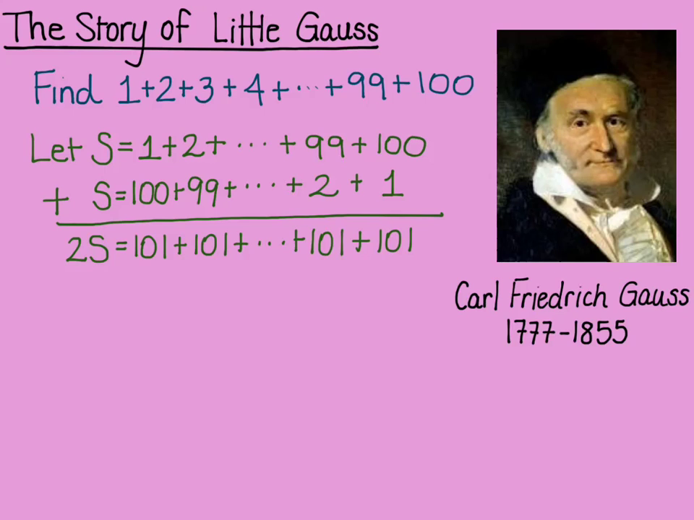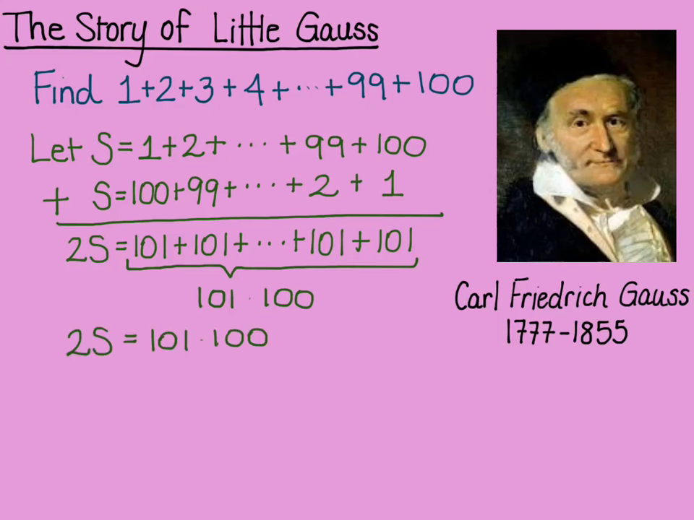So for example, 100 plus 1 in the first column to the right of the equal sign is 101. In the second column, we see 2 plus 99 is 101. And similarly, 3 plus 98 would be 101, and so on all the way down the row. That means that he's adding 101 to itself 100 times. So therefore, 2s equals 101 times 100. But Gauss realized that he didn't want to solve for 2s, he wanted to find s. So he divided both sides by 2 and ended up with the answer 5050.